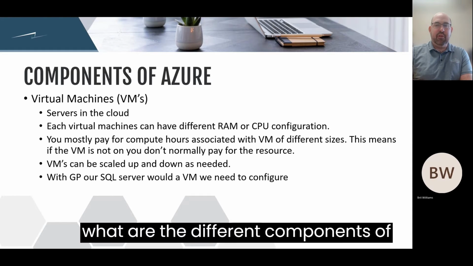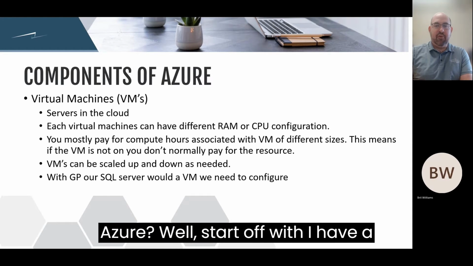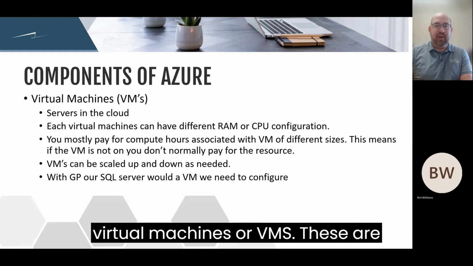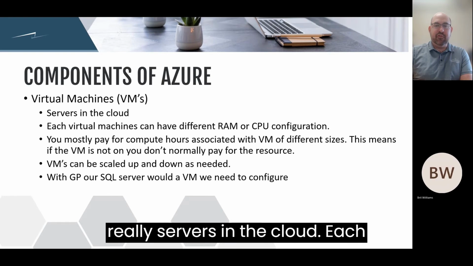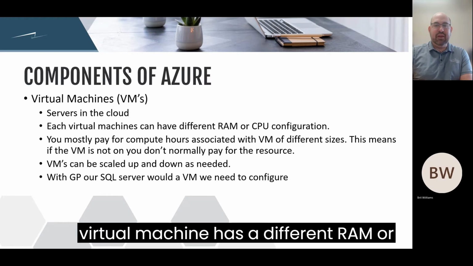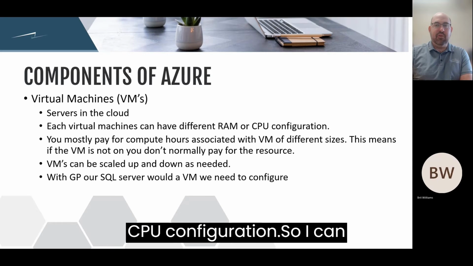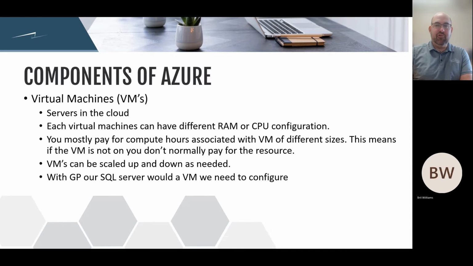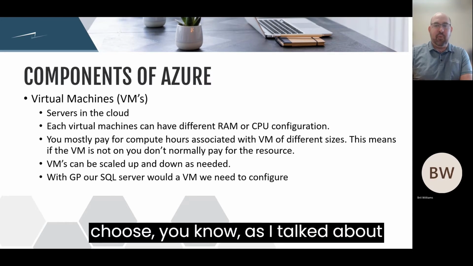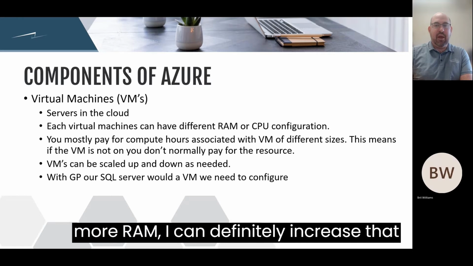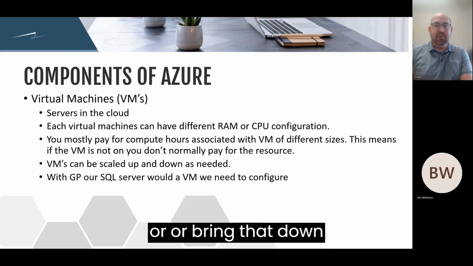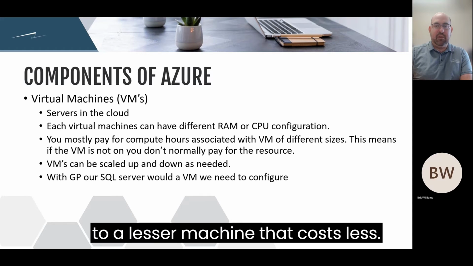So what are the different components of Azure? Well, I'll start off with virtual machines, or VMs. These are really servers in the cloud. Each virtual machine has a different RAM or CPU configuration. So I can choose, as I talked about before, if I need to upscale or I need more RAM, I can definitely increase that or bring that down to a lesser machine that costs less.